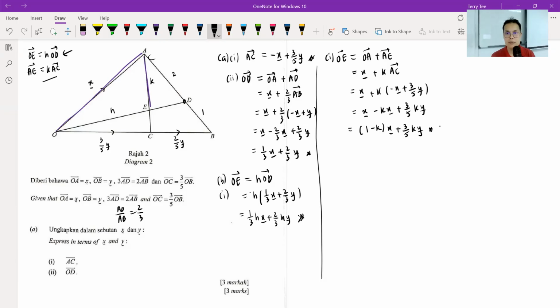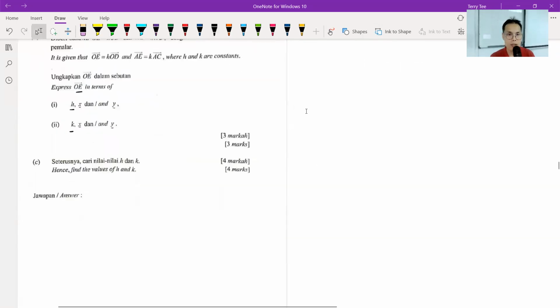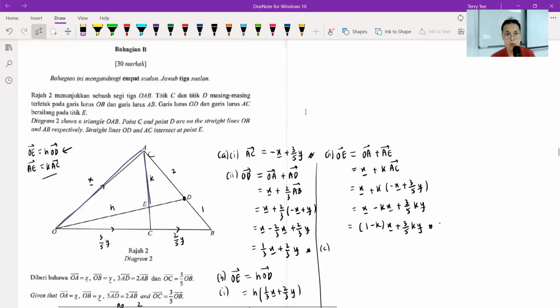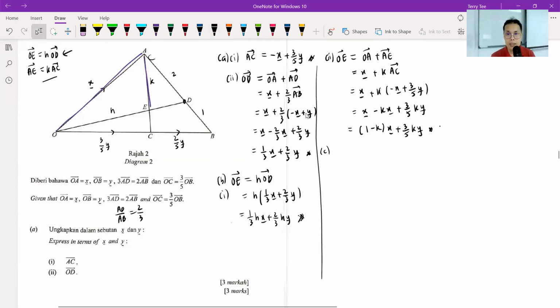Now, if you've got your two versions of OE, we can solve for H and K. By the way, here, part C, hence find the values of H and K. So again, I'm going to do it here. Another thing to take note of: if you want to use the shortcut to find OE, you can as well. E is a point that lies in between line AC. If this AE is K, this should be 1 minus K.